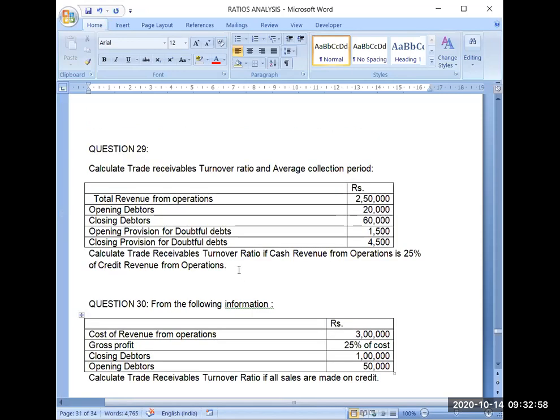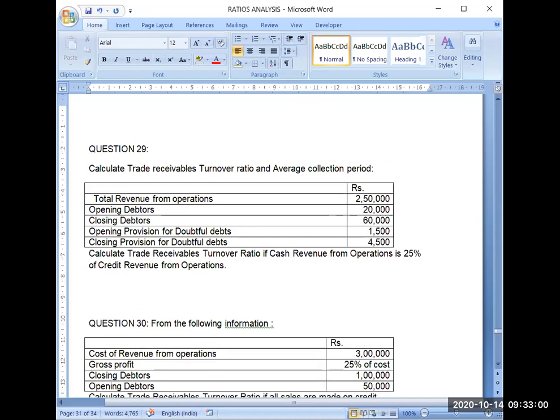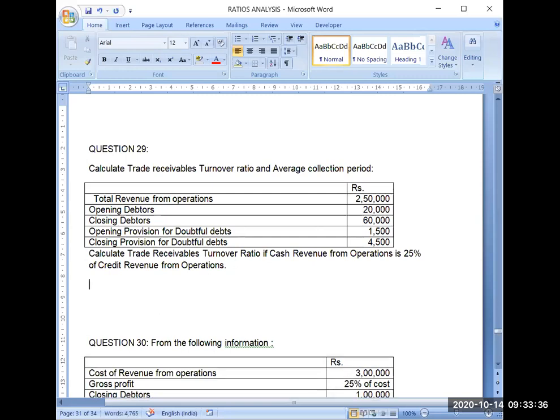Now coming to question number 29. Total revenue from operations is 2,50,000. Opening debtors, closing debtors, opening provision for bad debts and closing provision for bad debts are given. So in this situation, again, I need credit revenue from operations. And because the question has given one more piece of information, calculate trade receivables turnover ratio if cash revenue from operations is 25% of credit revenue from operations. Here you have to be a little bit careful.